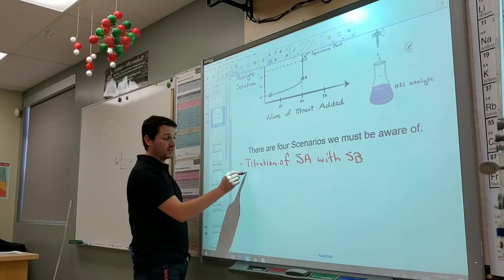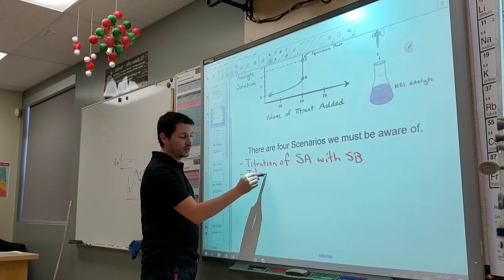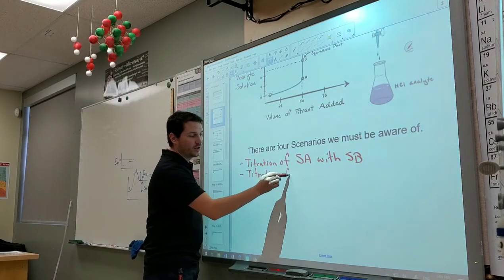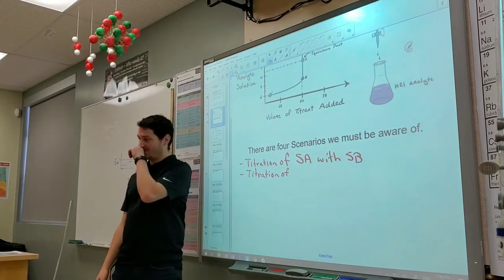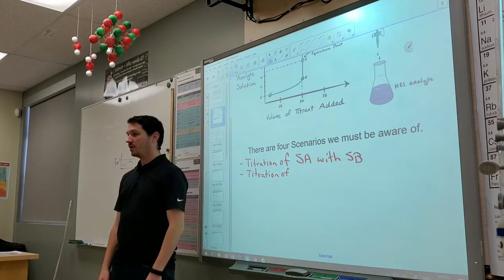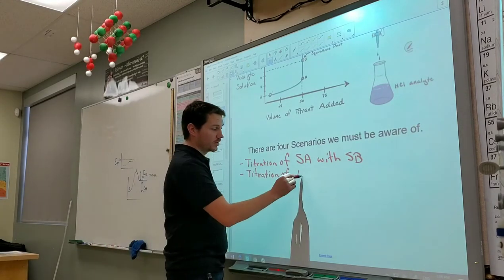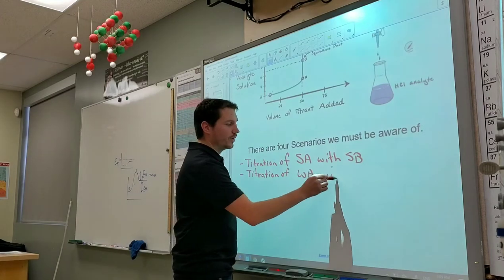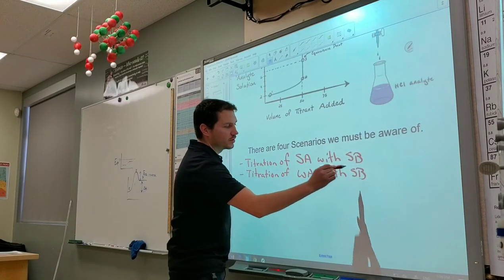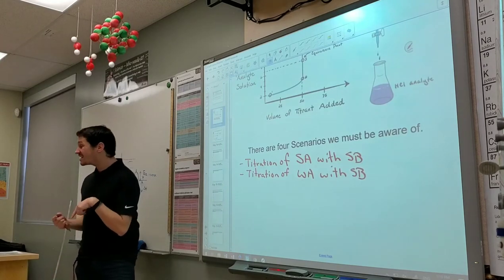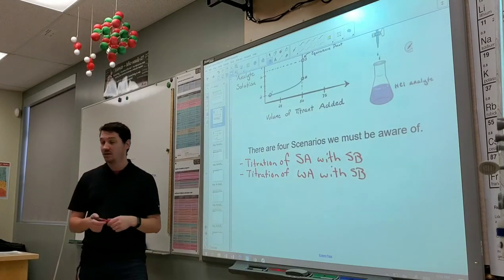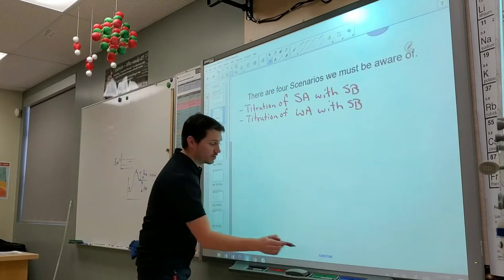The second one is a titration of, well, what are the other options? Instead of titrating a strong acid, what could I titrate? I could titrate a weak acid with a strong base. Instead of titrating an acid, what could I titrate? I could titrate a base.